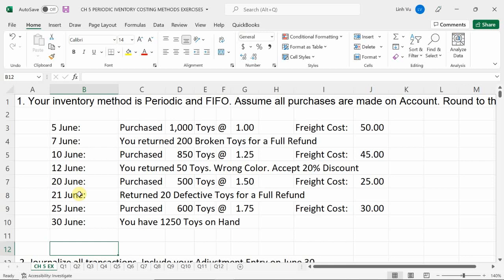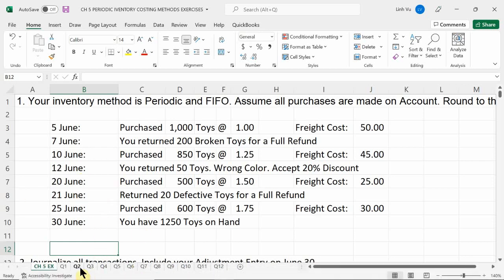But here's the rule here. You can only discount for the wrong items, okay? This 20% discount isn't going to be applied to the entire batch of inventory that you purchased, because at the end of the day, those 800 that you ordered were correct. They're not going to give you a discount on the correct order because that's what you purchased. They're only going to give you a credit for the 50 toys that were the wrong color.